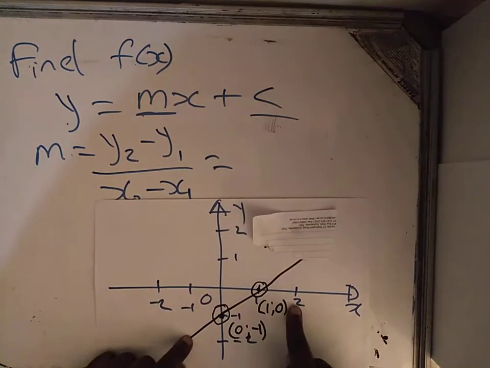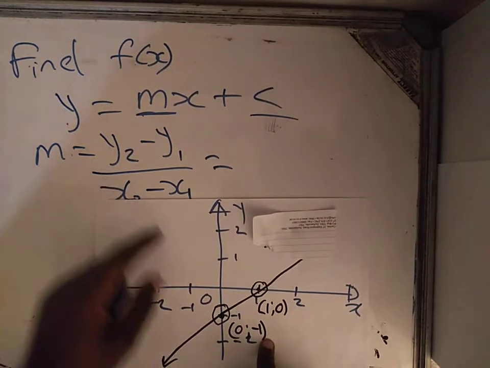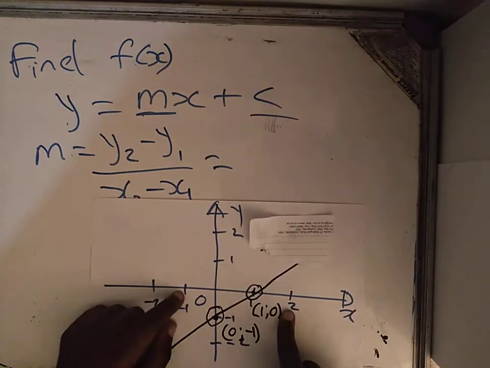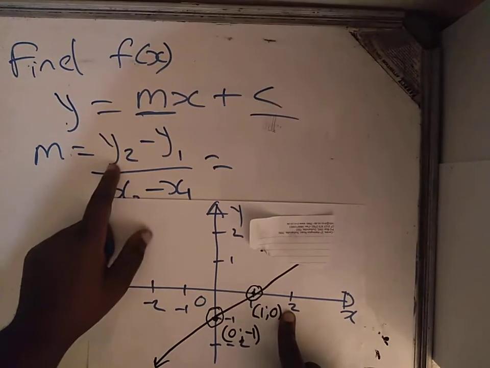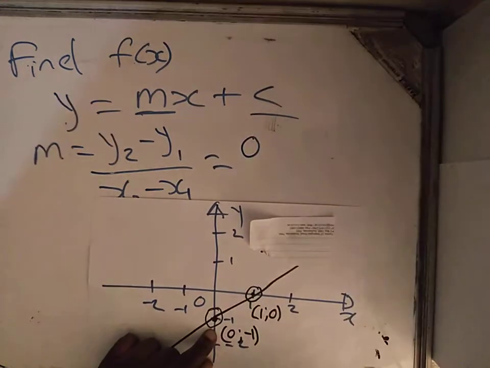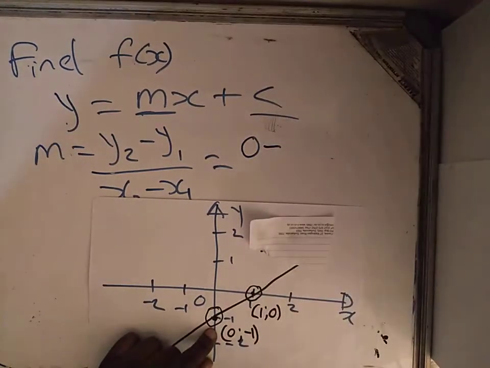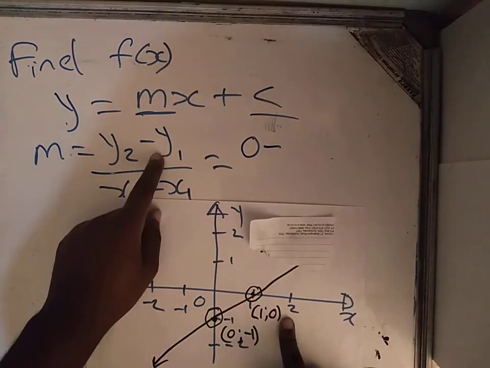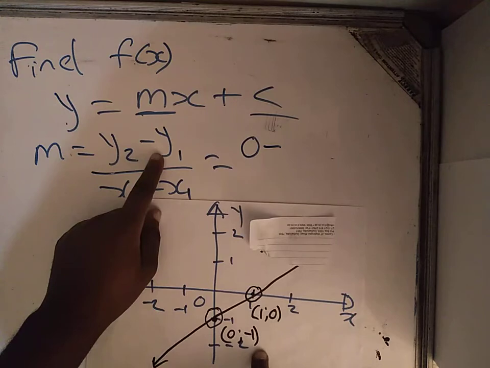Okay, this is point 2, this is point 1. So let's go to point 2 and look for the y of point 2. What is y of point 2? Is 0. So we're going to have 0 and then minus. Now we're going to minus y1. So we said this is point 1. So what is y of point 1? Is minus 1.